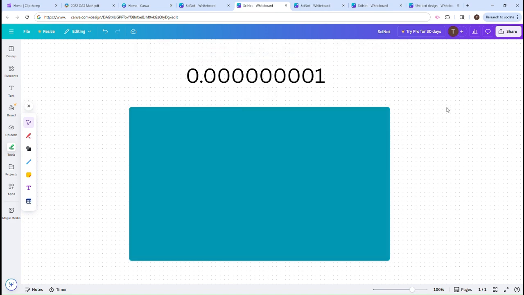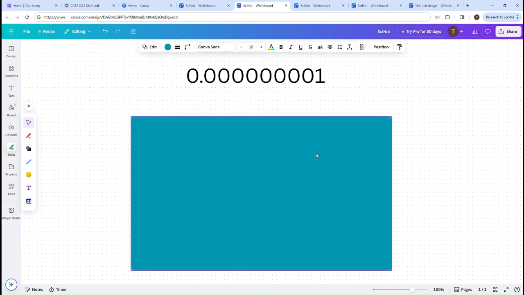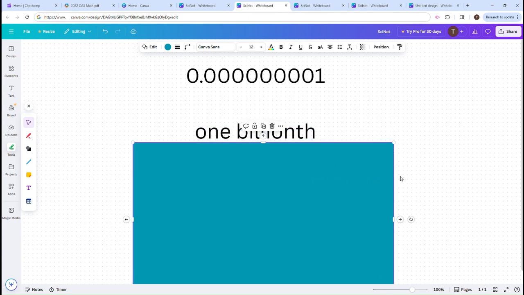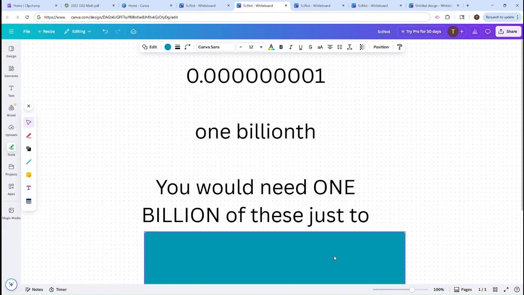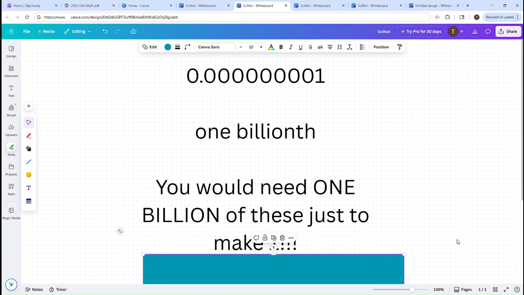This is 1 billionth. To make just one, given this decimal, you would literally need 1 billion of those things just to make one. That's how small of a piece it is. 1 billionth.